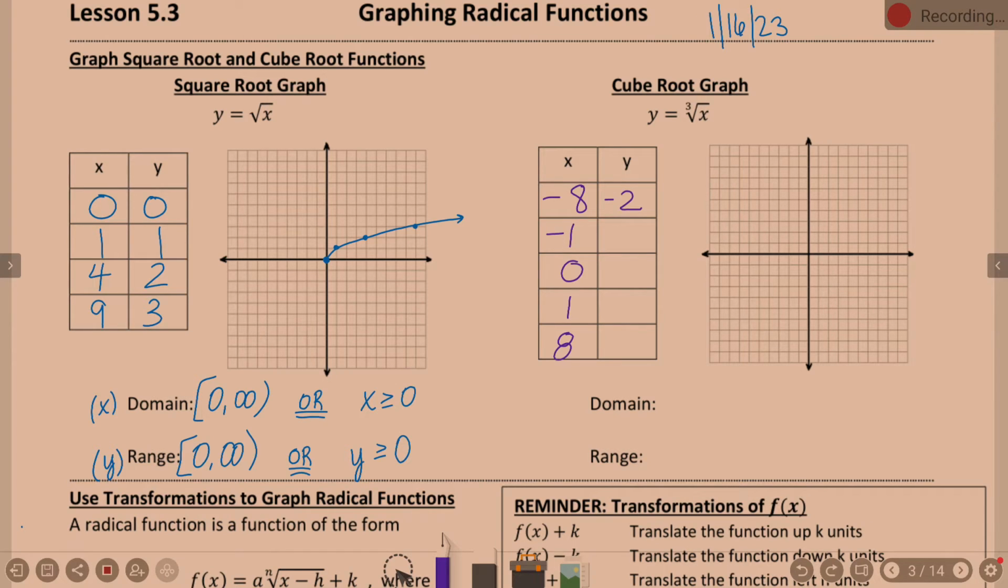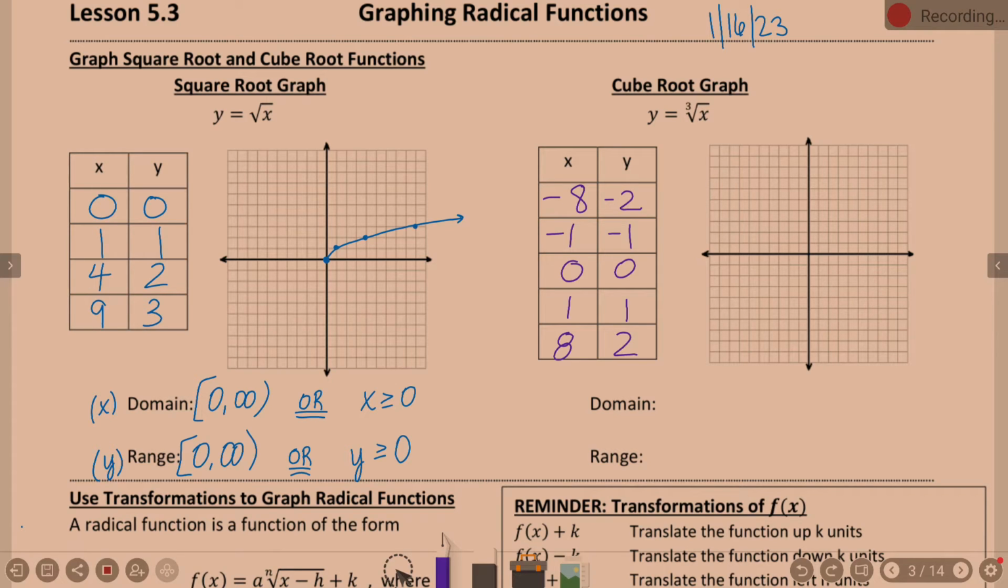Cube root of -1? -1. Cube root of 0? 0. Cube root of 1? 1. Cube root of 8? 2. So remember with your odd roots, if the number you're working with is positive, your answer's positive. If the number you're working with is negative, your answer's negative.